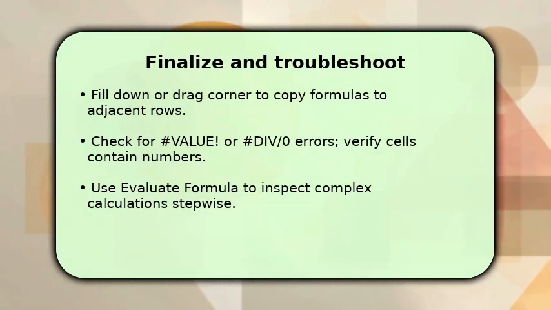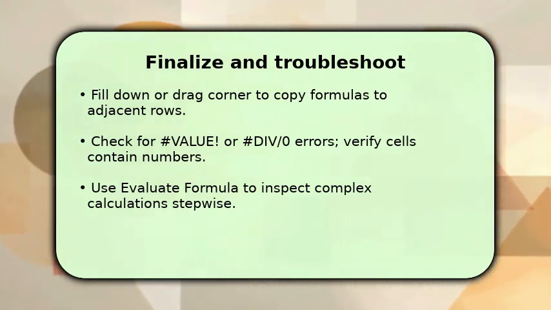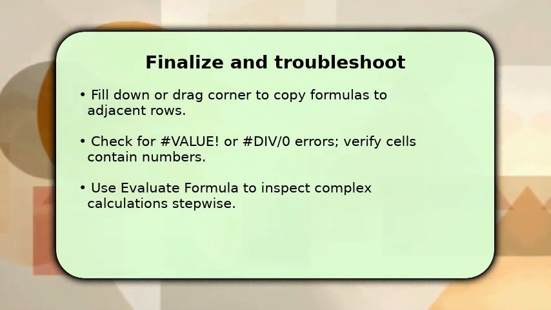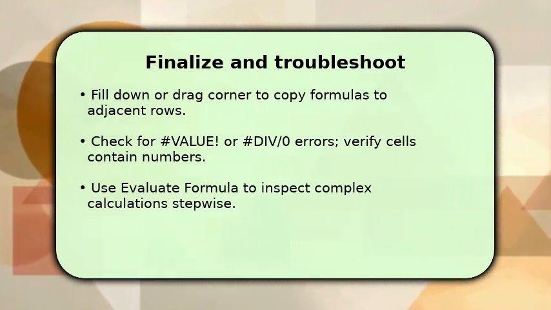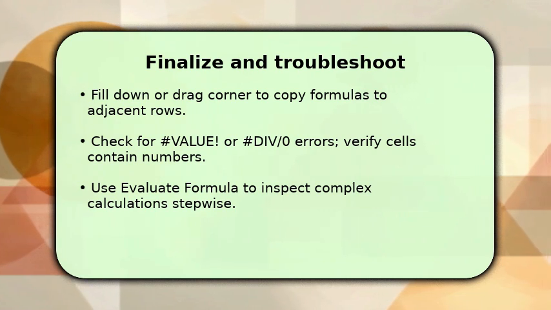Copy formulas or use fill down to propagate them. Convert to values if you need static numbers. If you encounter errors, first ensure cells contain numeric values rather than text. Use VALUE or Text to Columns to convert.